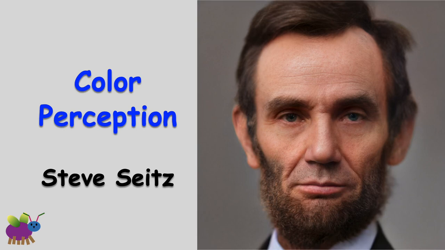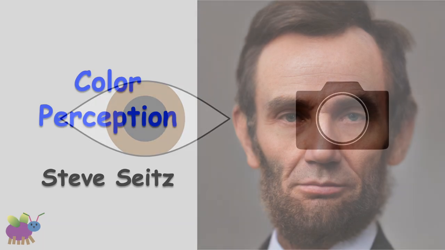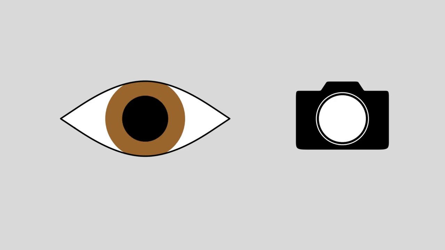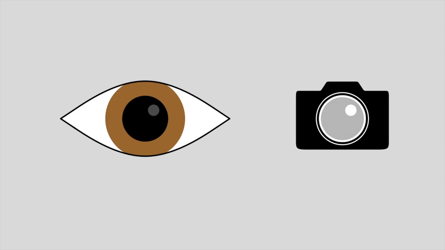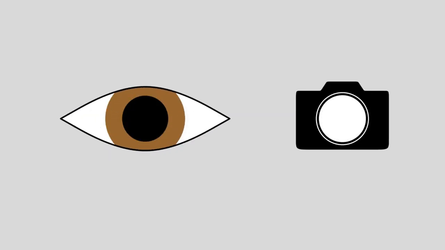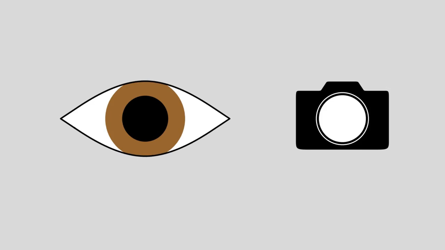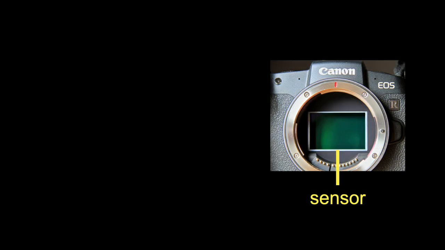Hello everyone, let's talk about how we see color. Eyes are a bit like cameras. They both have an aperture, a lens, and a shutter. Well, kinda. And of course, a sensor. Zooming into a camera sensor reveals a mosaic of red, blue, and green elements that capture different wavelengths of light.